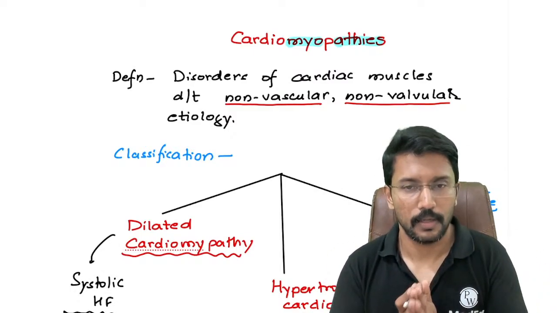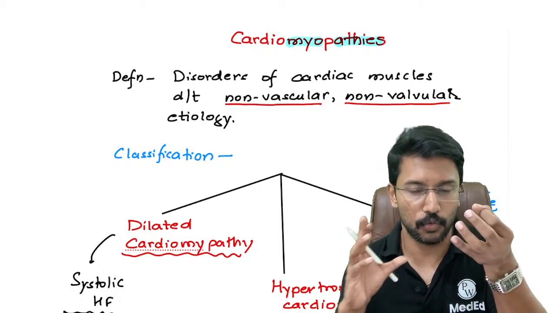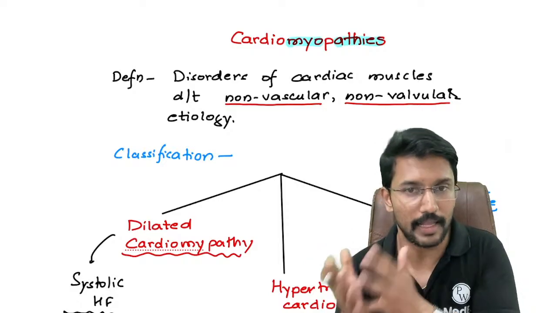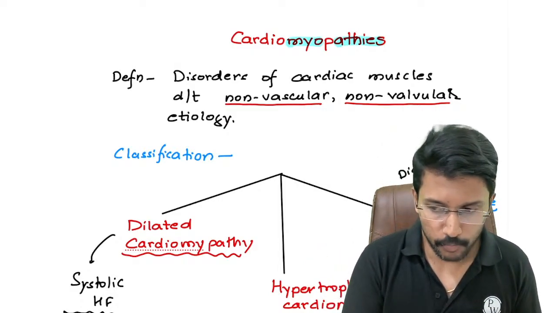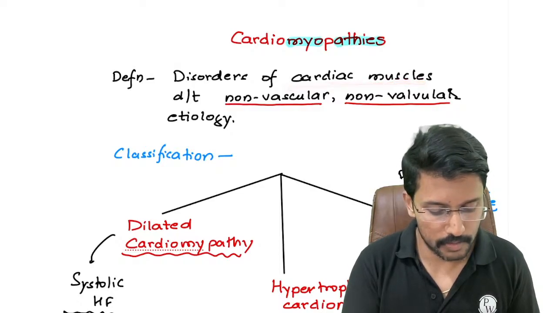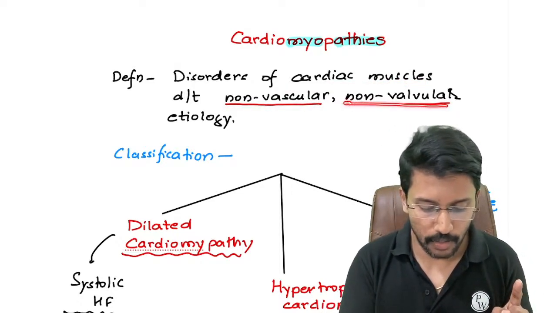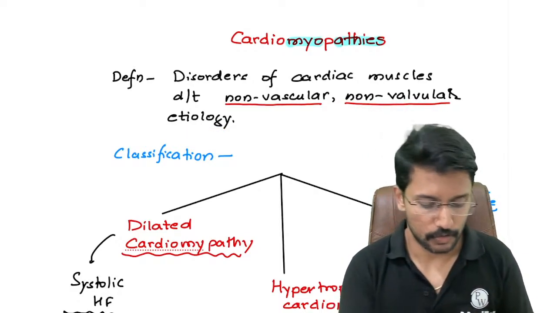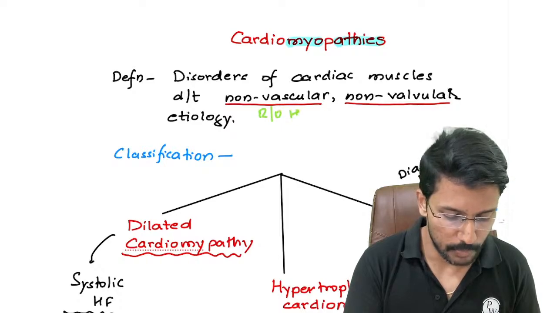No. If I have aortic stenosis, again the left ventricle can develop hypertrophy because it is trying to eject blood against this constricted aortic valve. So it will develop hypertrophy. Can I call it cardiomyopathy? No, right? So how do we define cardiomyopathy? Cardiomyopathy is defined as a disorder of cardiac muscle due to non-vascular, non-valvular etiology. Non-vascular, non-valvular etiology. So when I say non-vascular, that rules out hypertension.